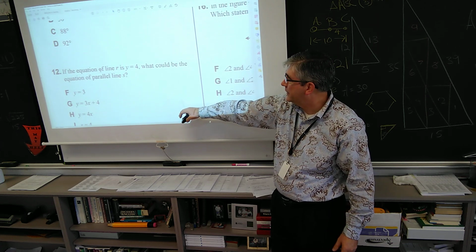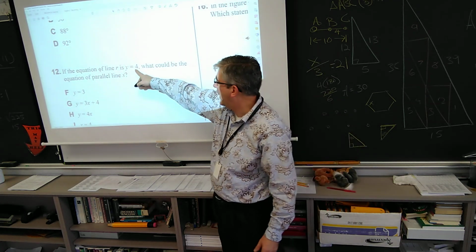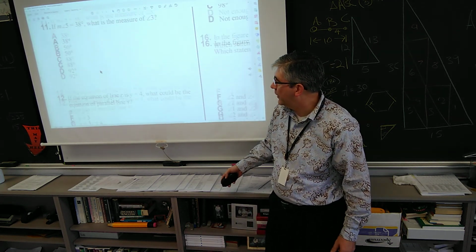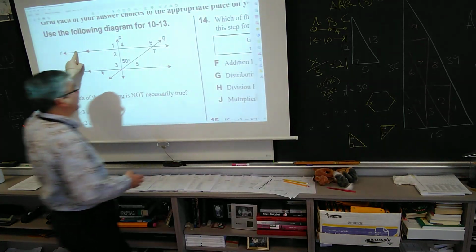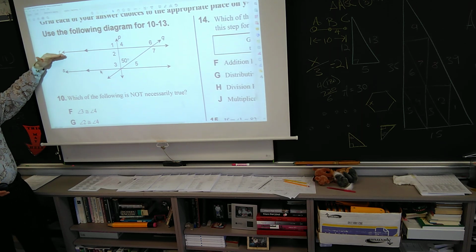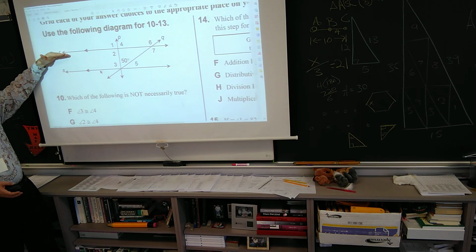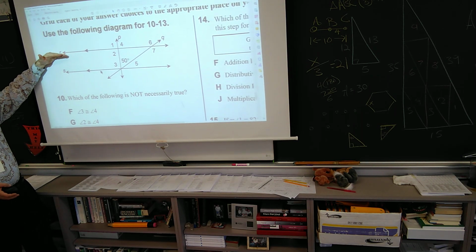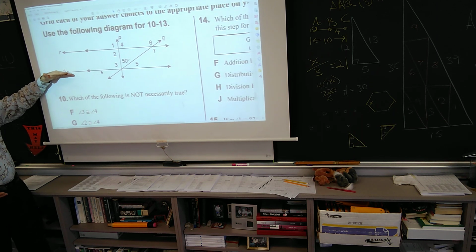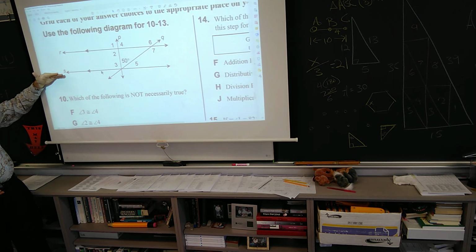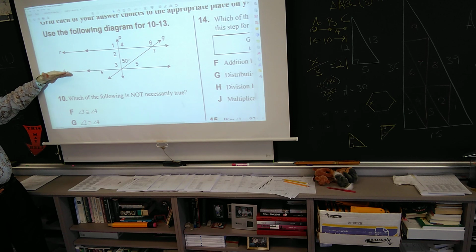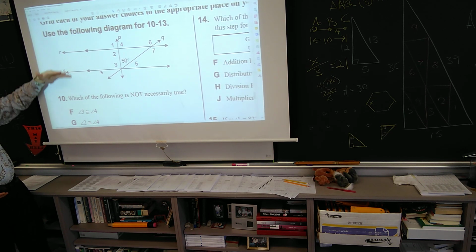Okay, number 12. If R has an equation y equals 4, what would the equation of line S be? So if that's y equals 4, and all horizontal lines will be y equals something, then this would need to be y equals something less than 4 because it's going down. So it could be y equals 3.999. You know, we don't know how much we're zoomed in. R could be y equals negative 50 billion. But it is anything less than 4.